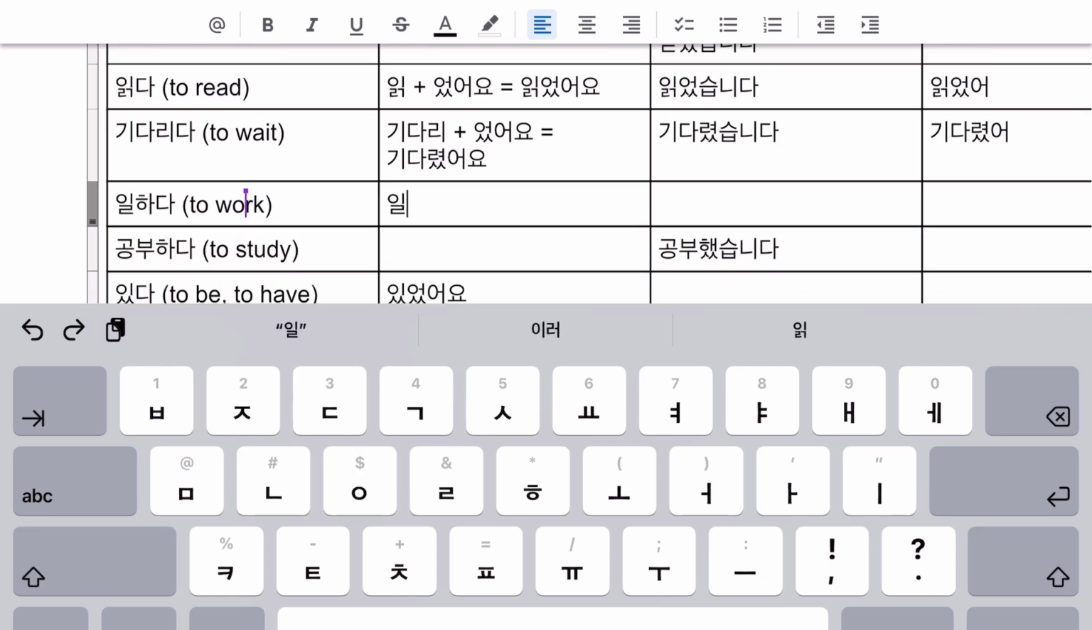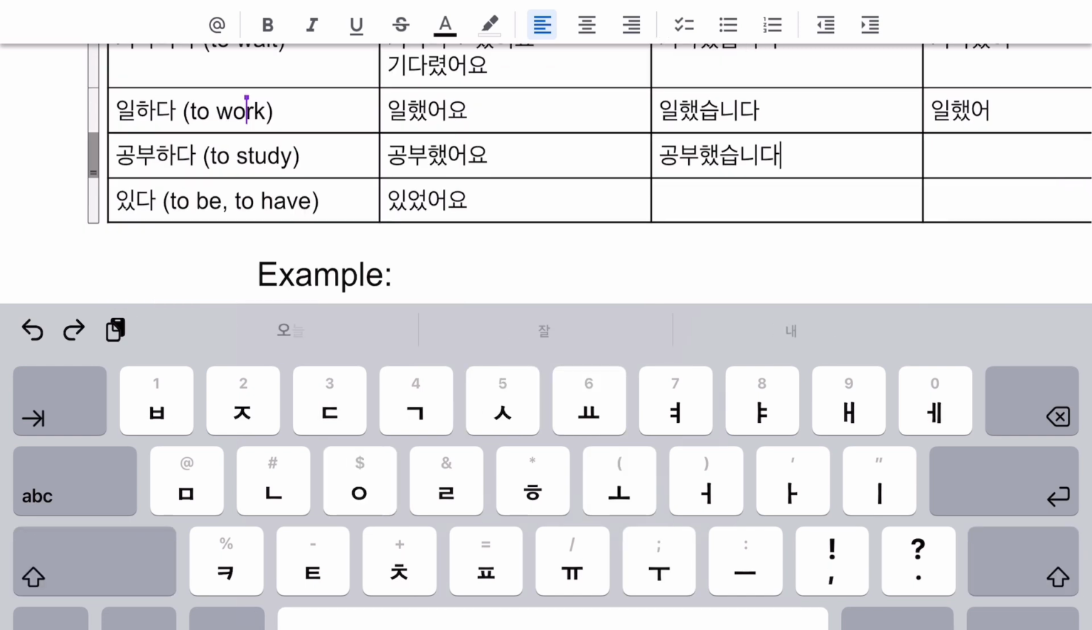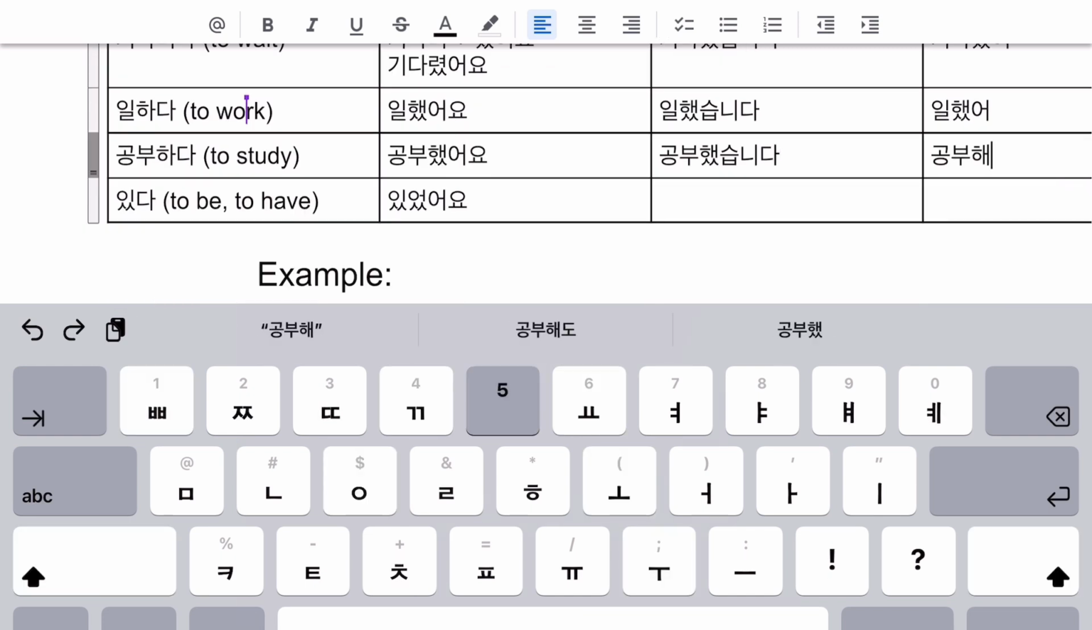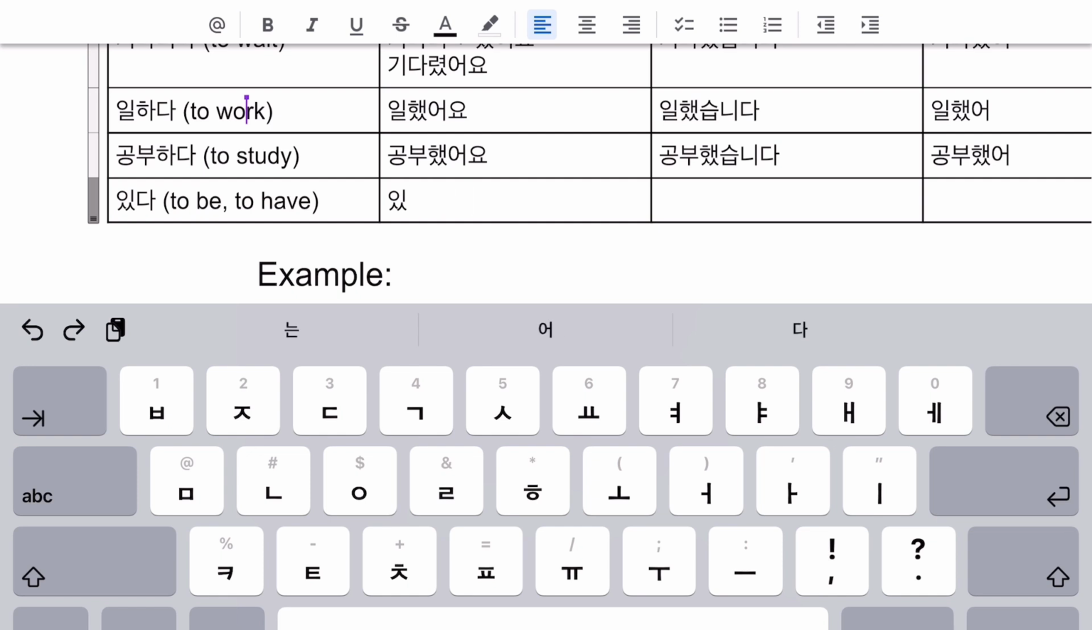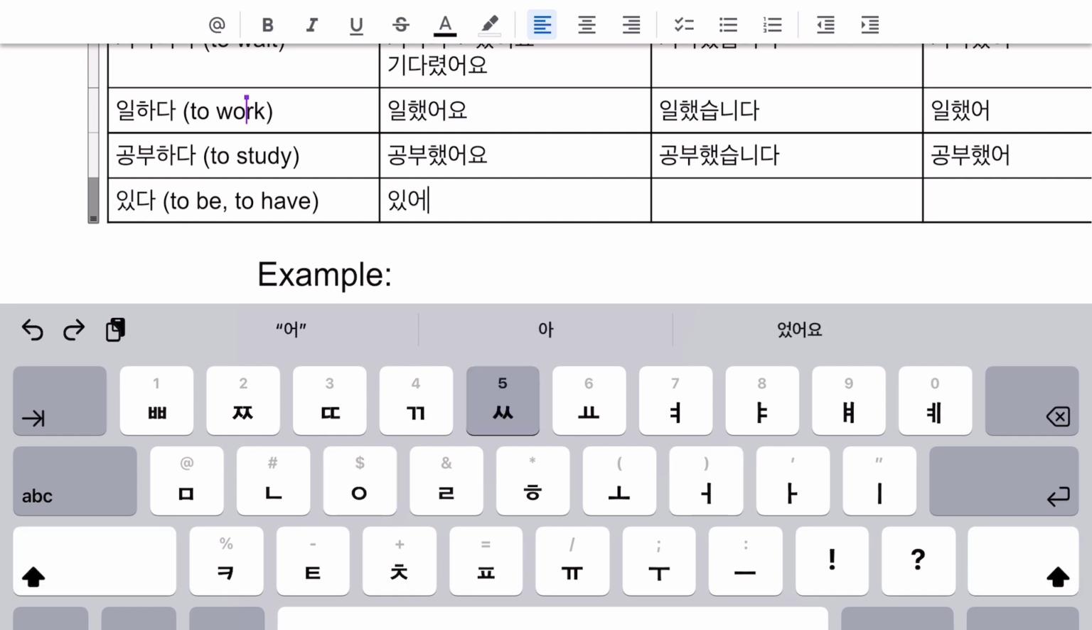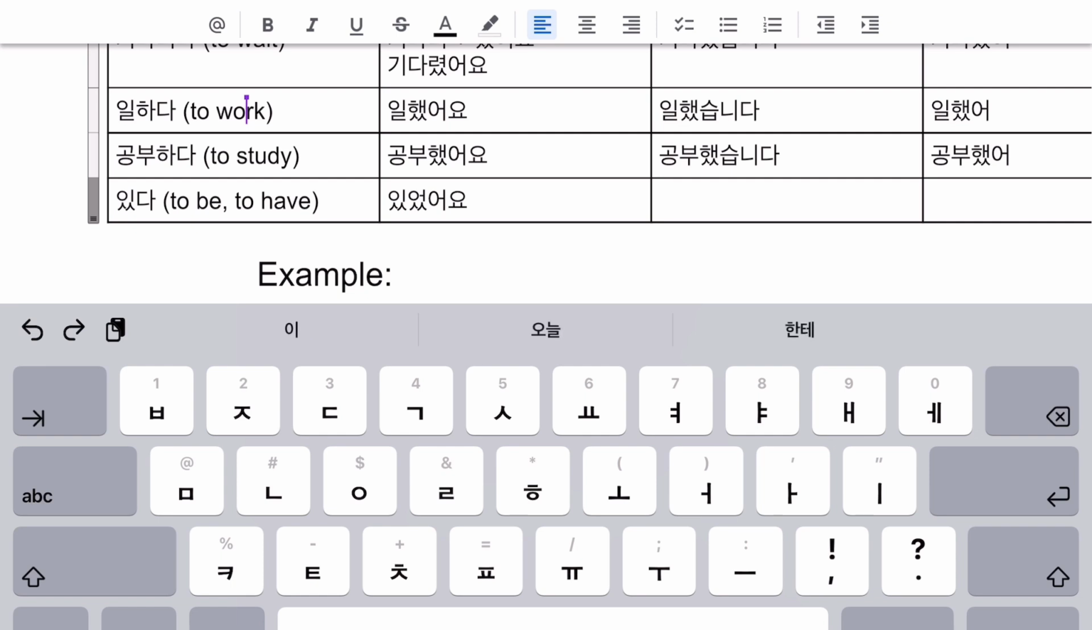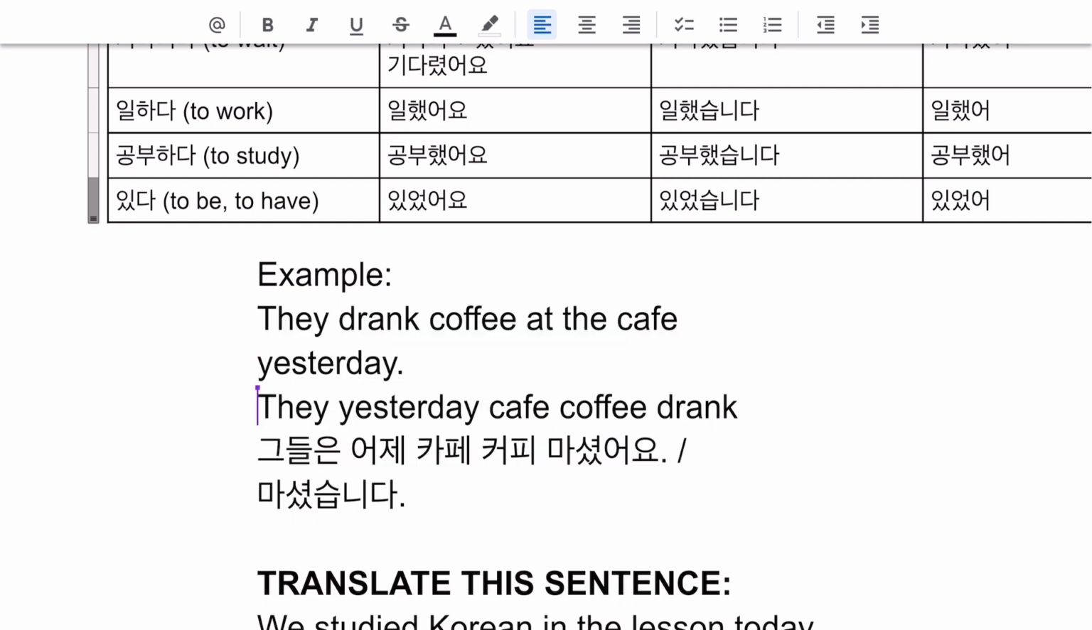기다렸어. 하다 verb. So het ending this time. Het plus 어요. 일했어요. This one's going to be the het ending once again, but with 습니다. 일했습니다. 일했어. 공부했어요. 공부했습니다. 공부했어. Then we have 있다. So last vowel is e once again. So we need ot ending. 있었어요. 있었습니다. 있었어요. Or 있었어. Sorry. No yo.